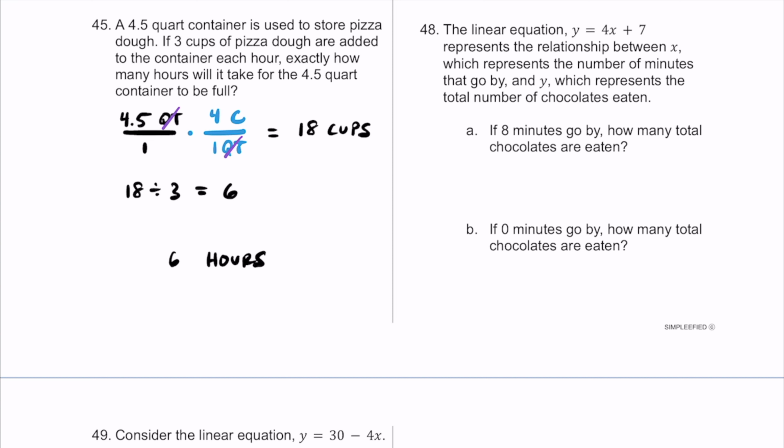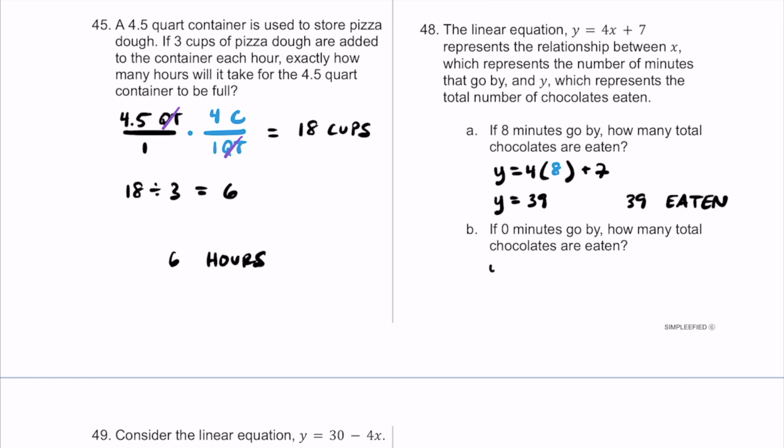The question is what if 8 minutes go by, how many chocolates are eaten? So we have our equation, and we know x represents the number of minutes, so let's swap out x for the number 8 and see how many chocolates are eaten. So 4 times 8 is going to be 32. 32 plus 7 is going to be 39. So when x is 8, y would be 39. So we know that 39 of these chocolates are going to be eaten.